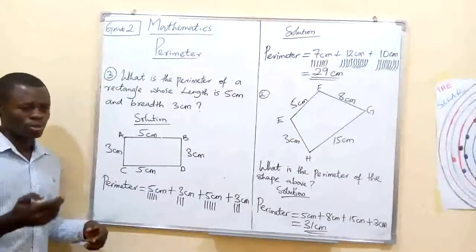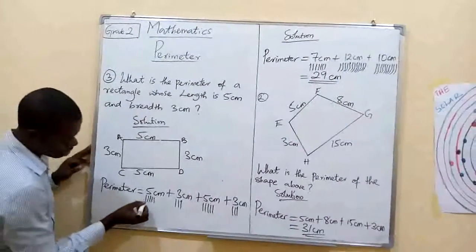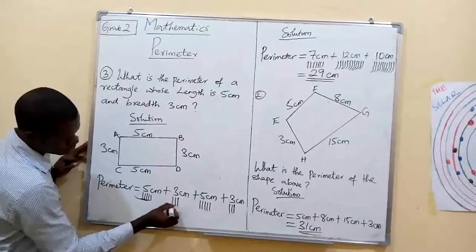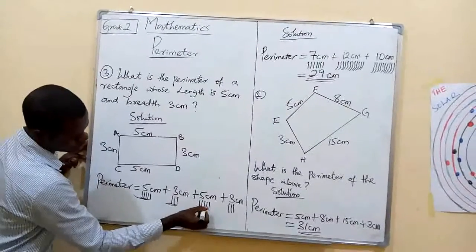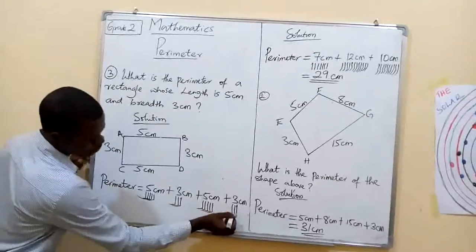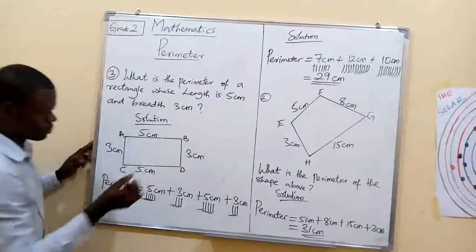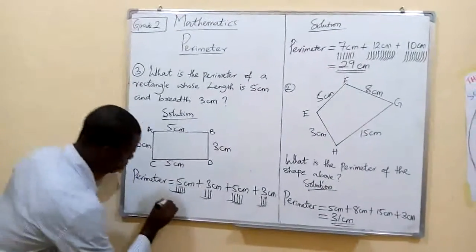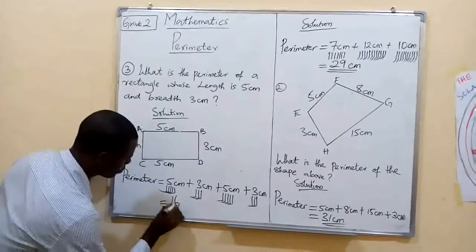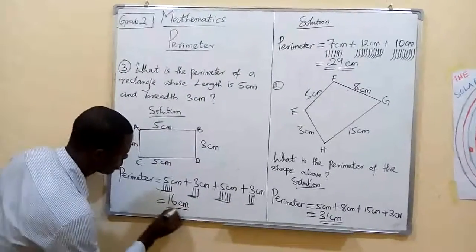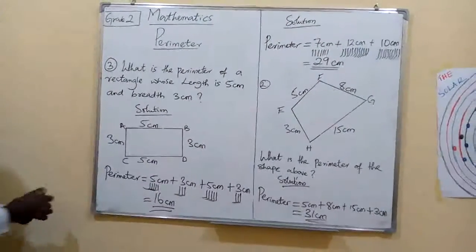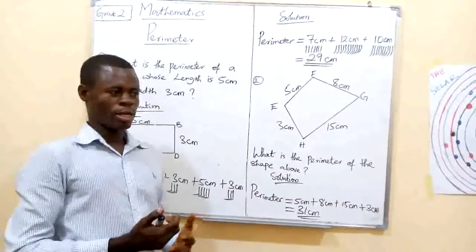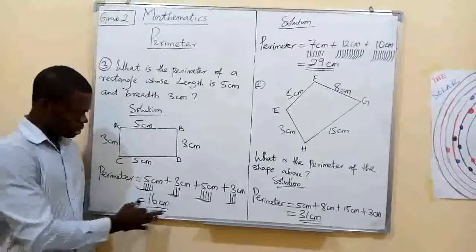So what do we do next? Count them together. So let's count them together now. 1, 2, 3, 4, 5, 6, 7, 8, 9, 10, 11, 12, 13, 14, 15, 16. So the perimeter of this shape is equal to what? 16 centimeters. Alright? I hope you followed what we were doing, and we want to call it a day here.